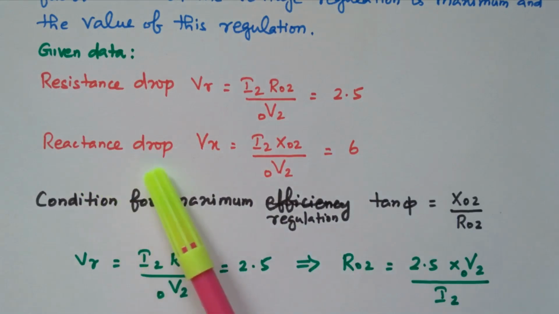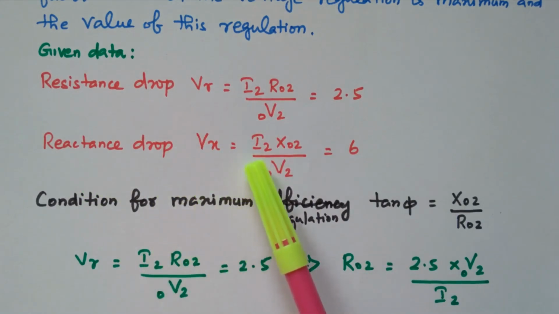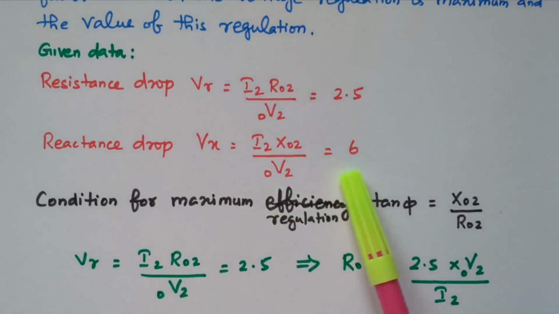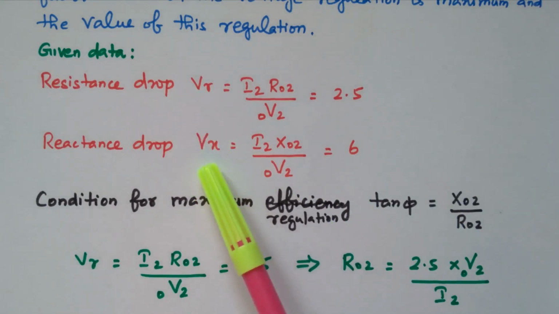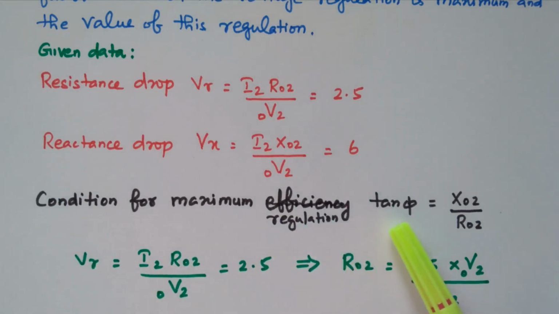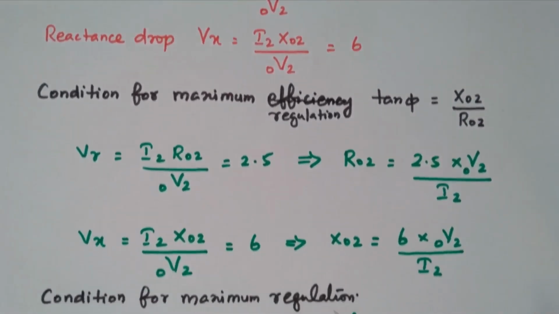Similarly, the reactance drop Vx equals I2 X02 divided by no load secondary voltage, that is given as 6%. So we have two data, VR and Vx. Now we will see what is the condition for maximum regulation, not efficiency. Maximum regulation is tan phi equal to X02 divided by R02. So the regulation will be maximum at this condition.